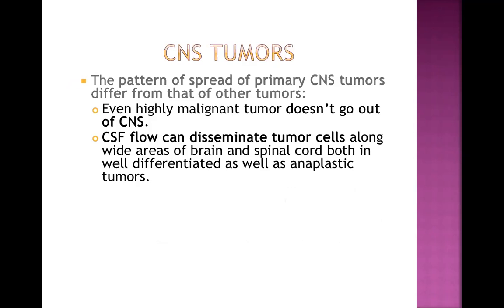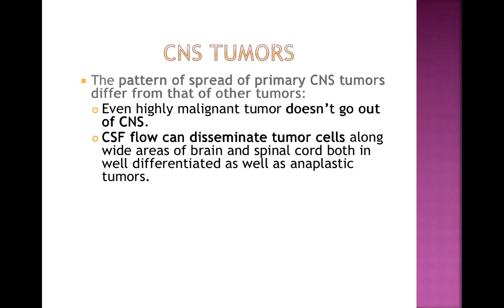Now, what is the pattern of spread of primary CNS tumor? It may also differ from other tumors. Even a highly malignant tumor in the brain doesn't go out of the central nervous system. It may metastasize in the local area. The CSF flow, or cerebrospinal fluid flow, can disseminate tumor cells along wide areas of the brain and spinal cord, both in well-differentiated as well as in anaplastic tumor.